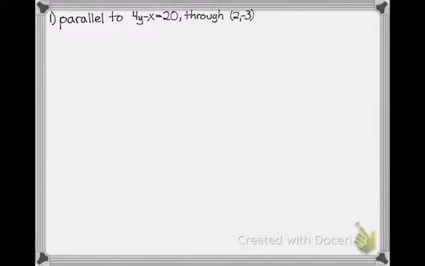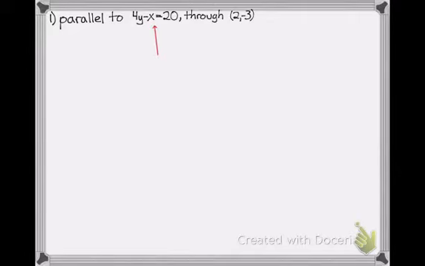In part 1 of this example, we're looking to find a line parallel to 4y minus x equals 20 that passes through the point (2, -3). Just like always, when we're finding the equation of a line, we need two pieces of information, the slope and a point that lies on that line. In order to find the slope of the line that we're looking for, we first need to know the slope of the line that we're given, 4y minus x equals 20. And to do that, we need to solve for y in terms of x.